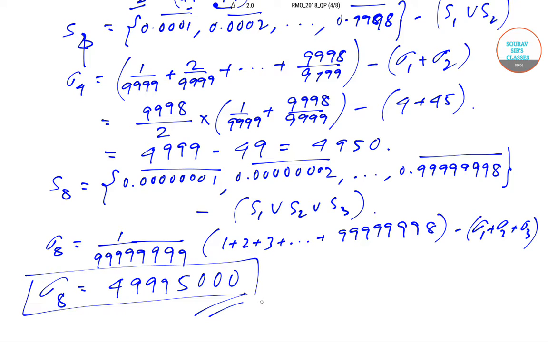So 4999500 is the answer. This is how you solve this question, which came in the Regional Mathematical Olympiad of 2018. We'll be solving the next questions in the subsequent videos.